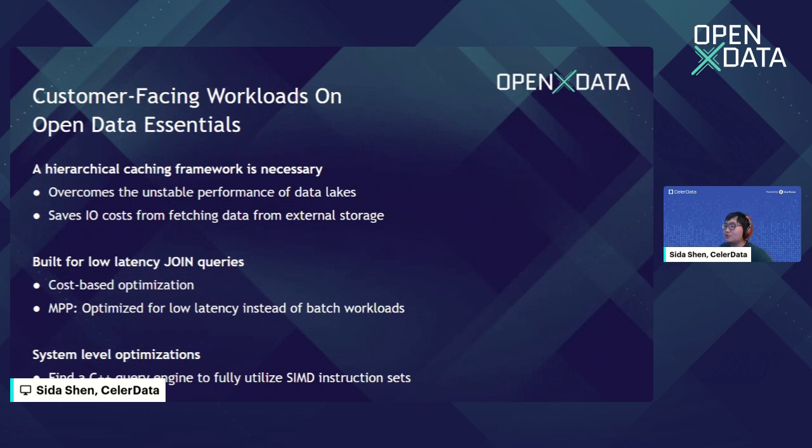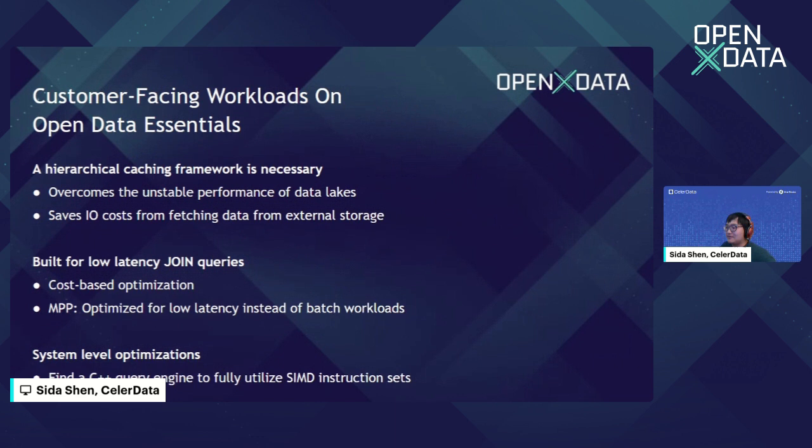And also you want to find something that's MPP, massively parallel processing, so it does data shuffling. Not only does it do data shuffling, but it does data shuffling between the memory of your nodes, to be optimized for low latency joins instead of batch kind of workloads.